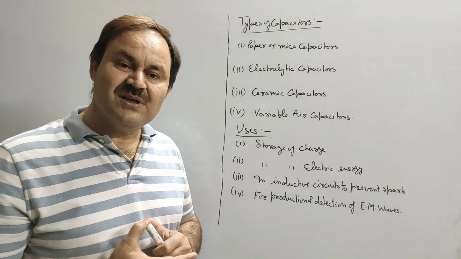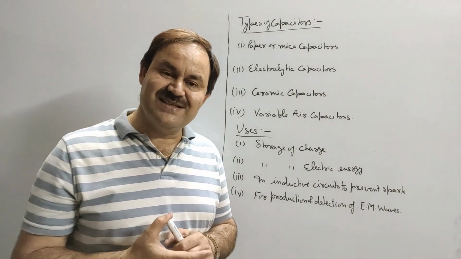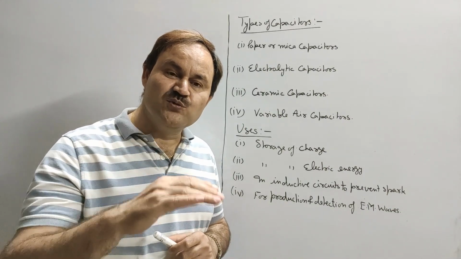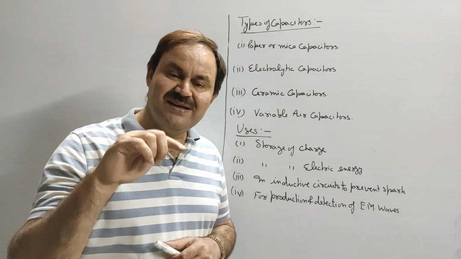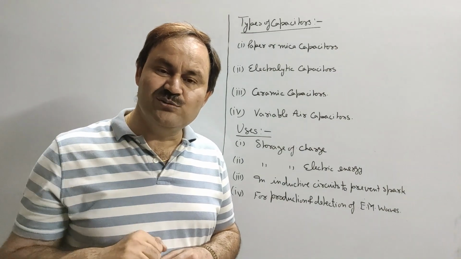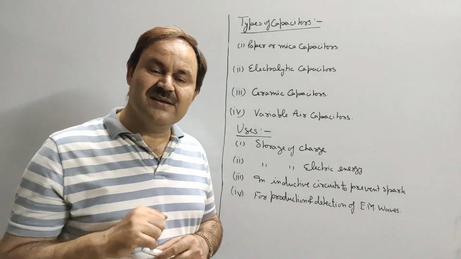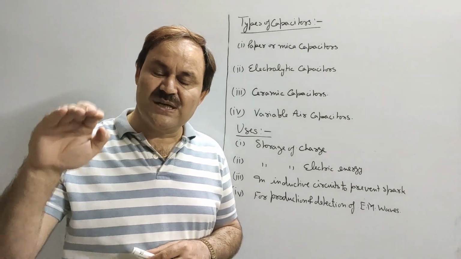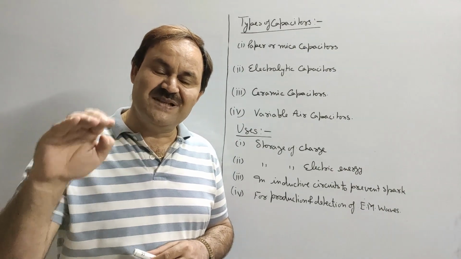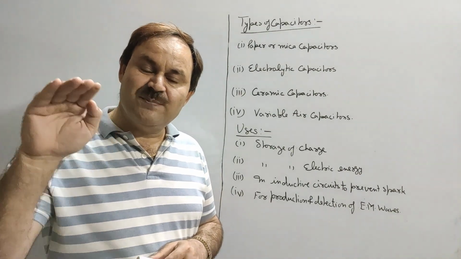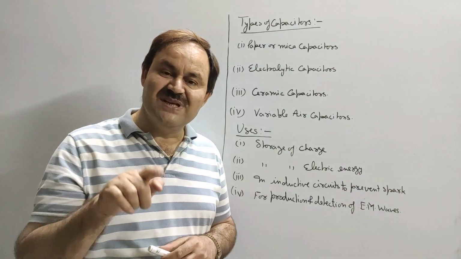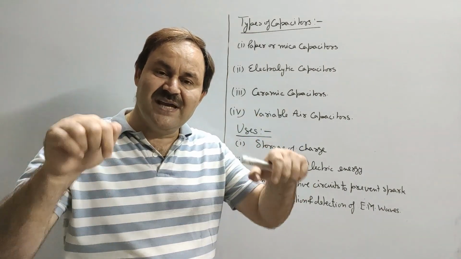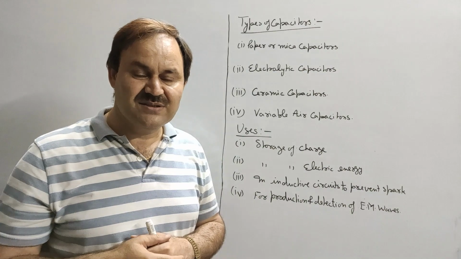One more application of capacitors is that it is used to smoothen pulsating currents. When alternating current is converted into direct current, then in the direct current obtained, there are always some ups and downs. It means pulsations are there. So these pulsations can be reduced, meaning the ups and downs of the current can be reduced, by connecting a capacitor in parallel to the circuit.